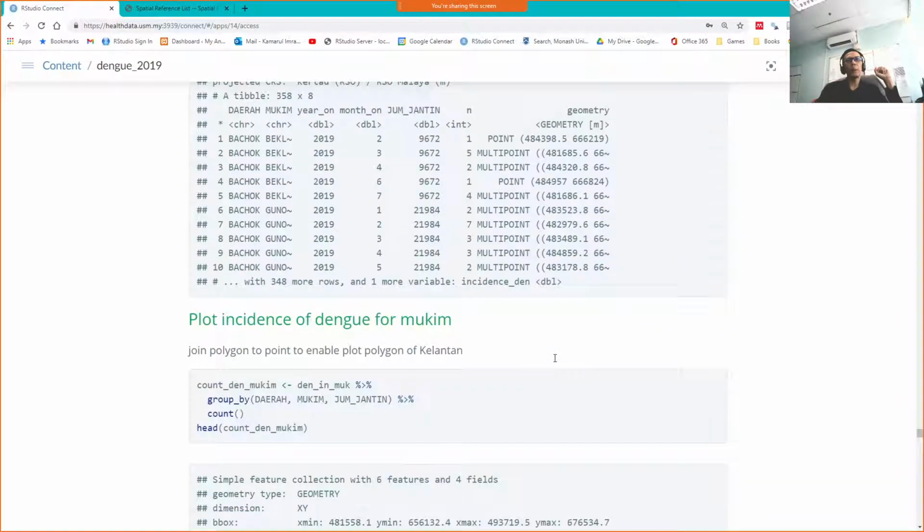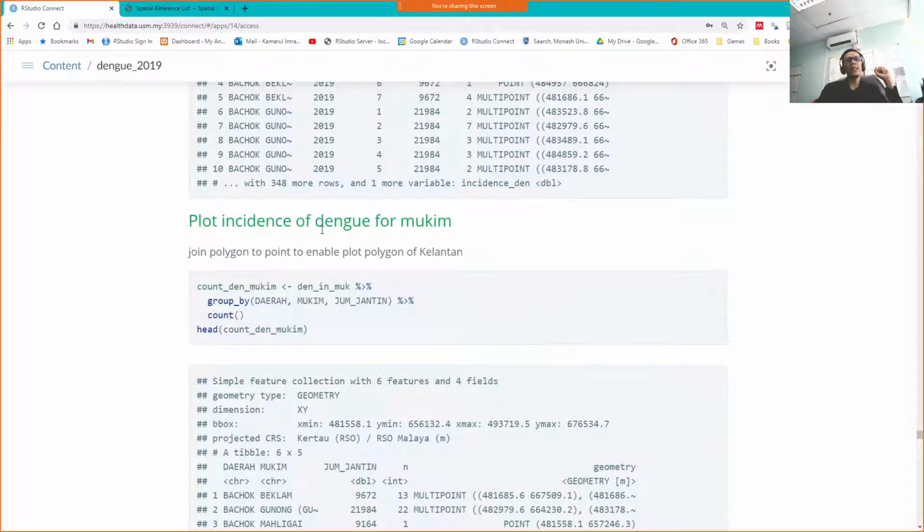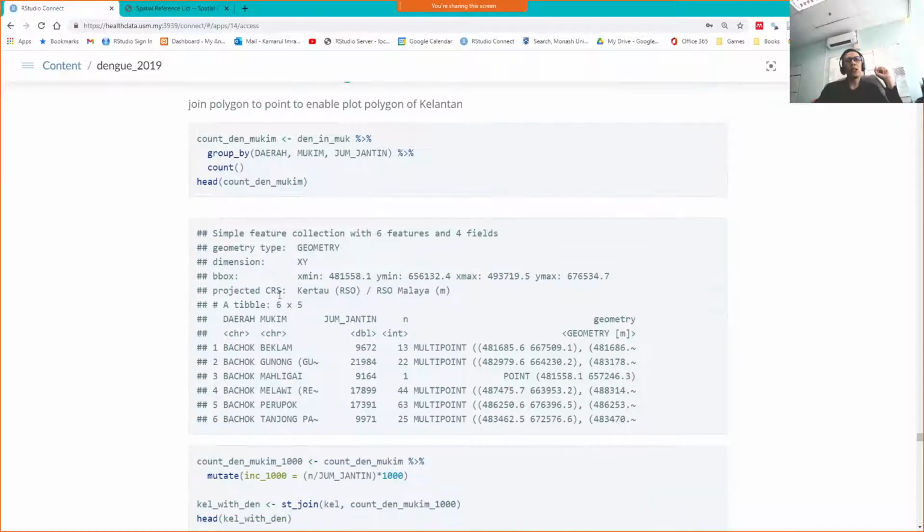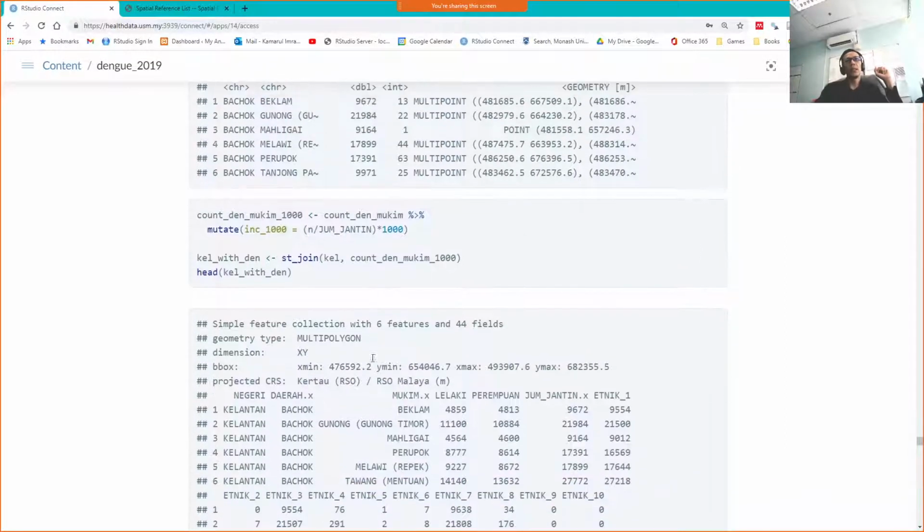What else? And this is the incidence. Okay, this is the incidence. So how to do that? We have the number of population, for example this one for Beklam and Imbacok, and population for Gunung, Imbacok, Mahligat, Imbacok. So this is the number of dengue cases. What I did was simply take this number and divide by the number of population.